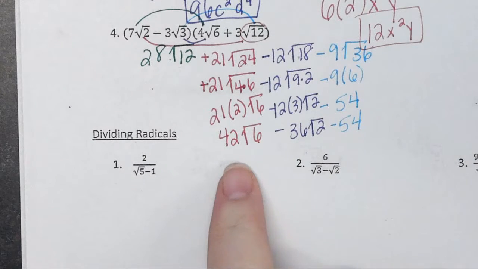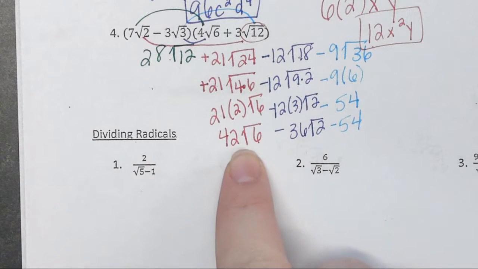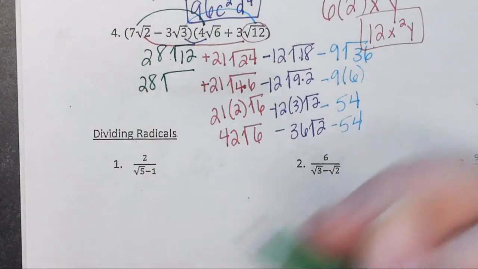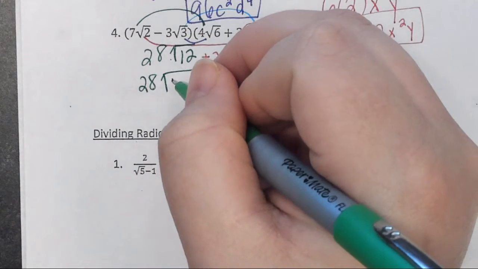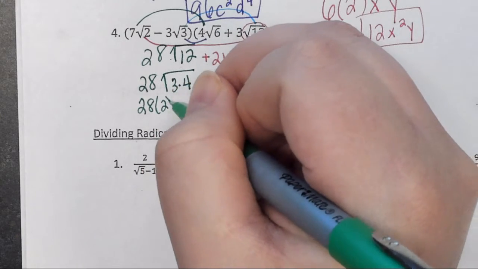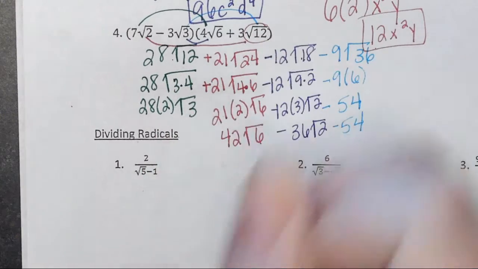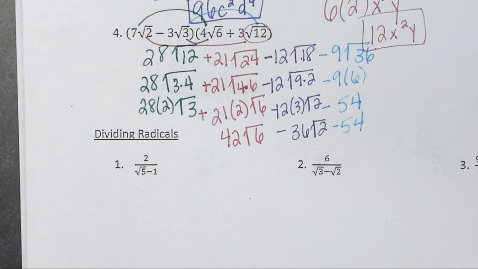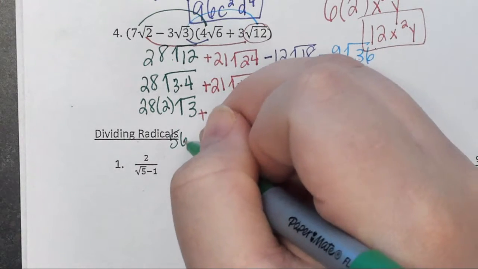So again, I'm still sad. None of these are combining. Yes, we're simplifying, but none of these are combining. Maybe this one will give us someone who can combine. Okay, 28, and then I need to break down that 12 into 3 and 4. I know the square root of 4 is 2, so it's 28 times 2 square roots of 3. It's not looking good. What's 28 times 2? So I've got 56 square roots of 3.